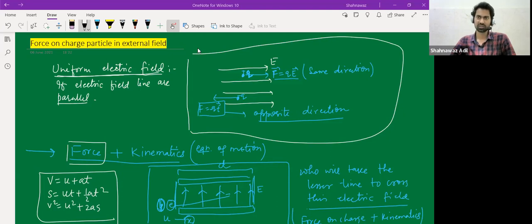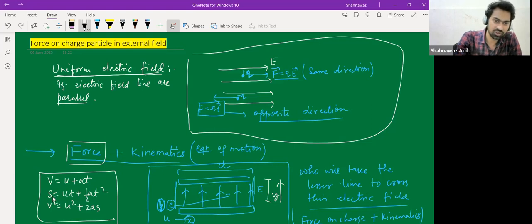No, we are crossing this distance D. D is in the X direction, right? We are not calculating the Y direction. We are calculating how much time it takes to cross this electric field distance D. So D is in the X direction, so we have to use the X components of the equations. So x equals u_x t plus half a_x t square. This we need to use.